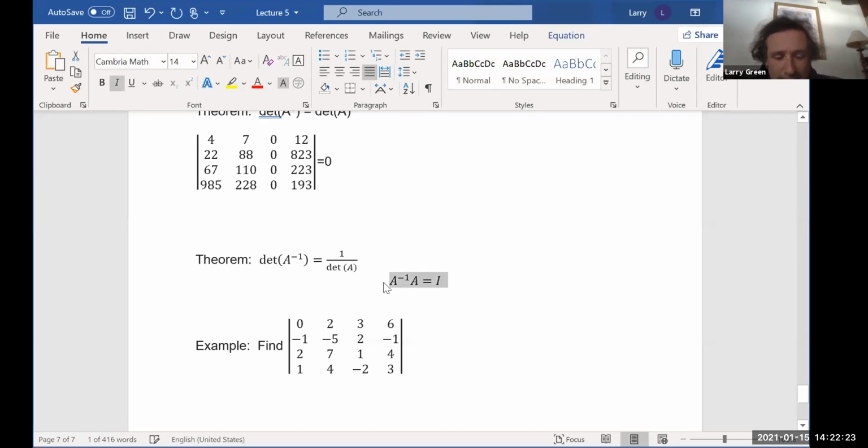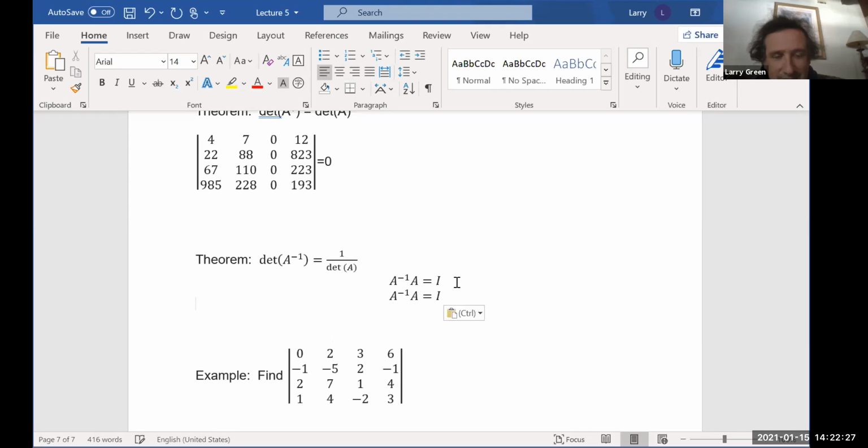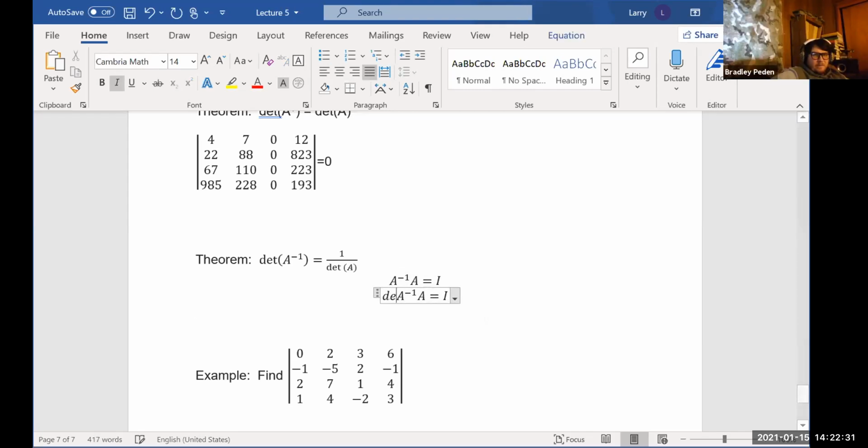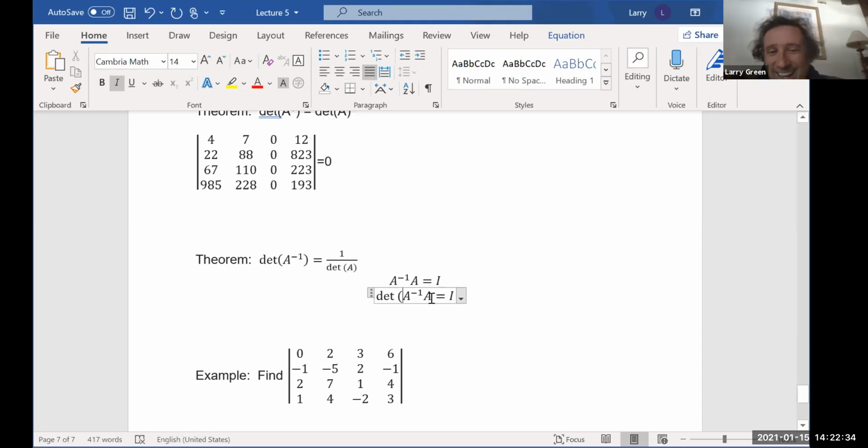All right, well, I want the determinant. So what can I do to both sides? Take the determinant. Yeah, I know, it's kind of obvious, right? But that's what I need to do. And we know that's true. Any questions on that so far?